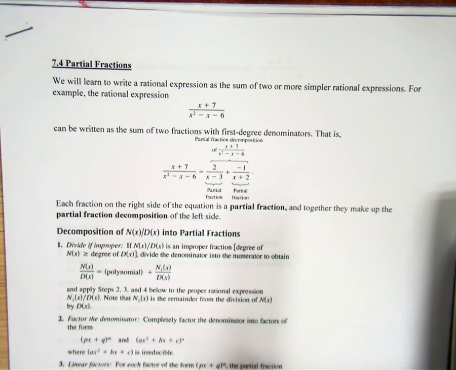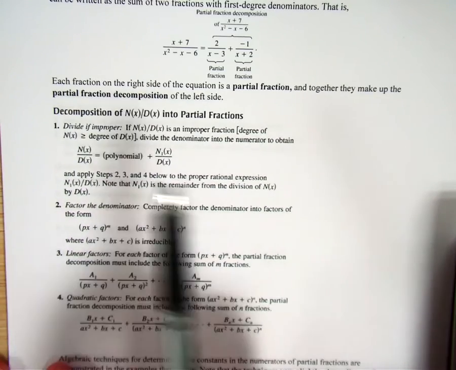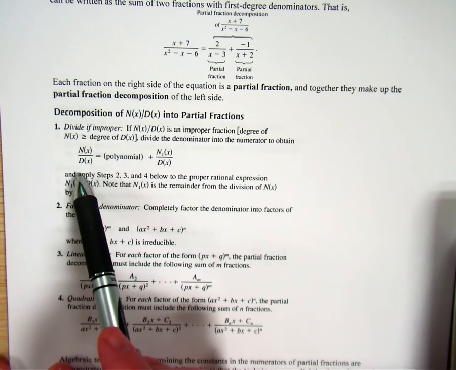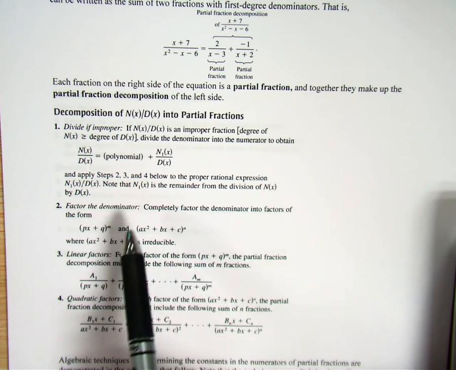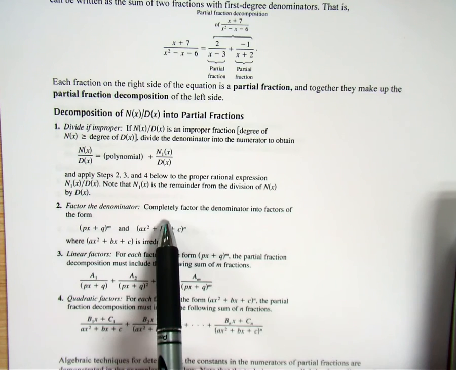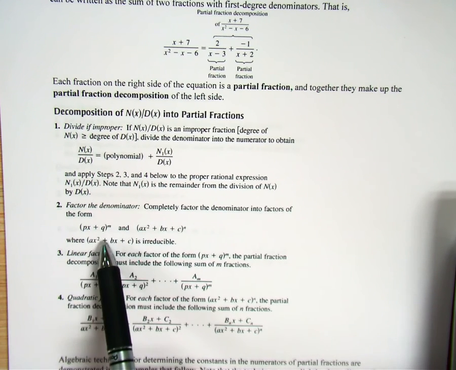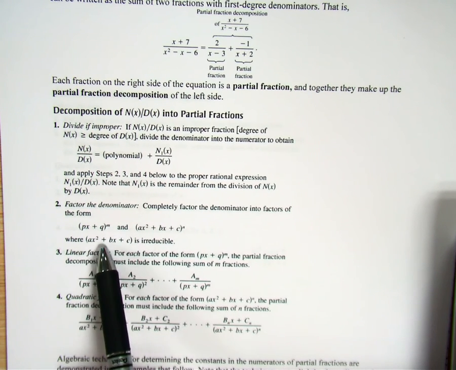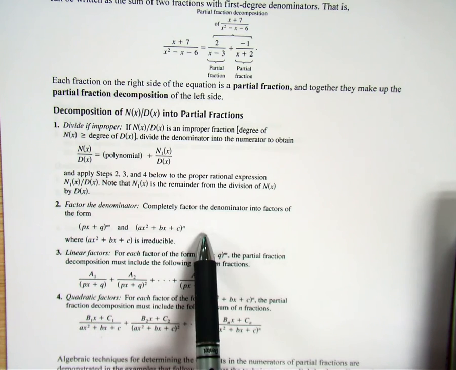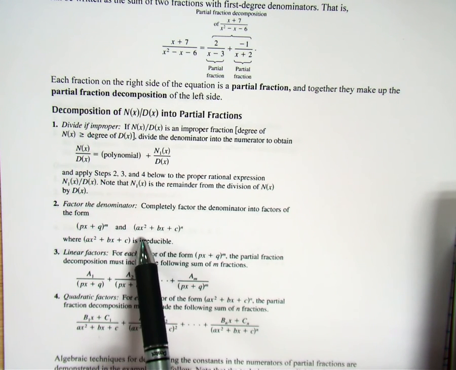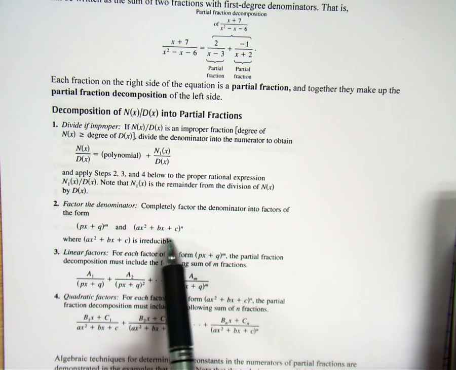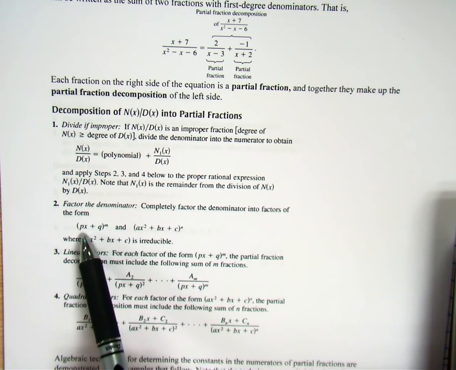Okay, here are some rules. If it's improper, we're going to first divide it and then do the partial fraction decomposition of the remainder. Then factor the denominator completely into factors of the form px plus q to some power, or ax squared plus bx plus c to some power. And we can only stop here if the ax squared plus bx plus c is irreducible. If you can keep reducing it down to these linear ones, then we're going to keep going.